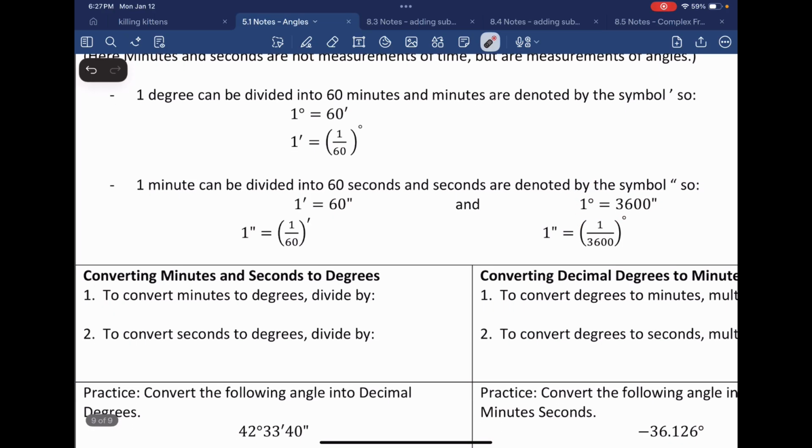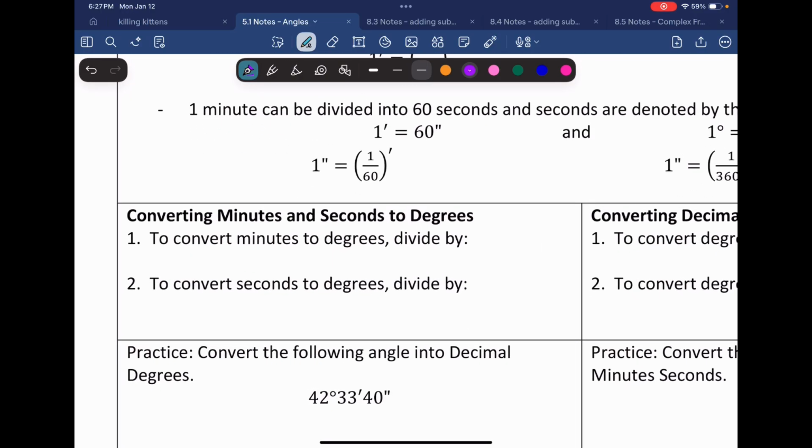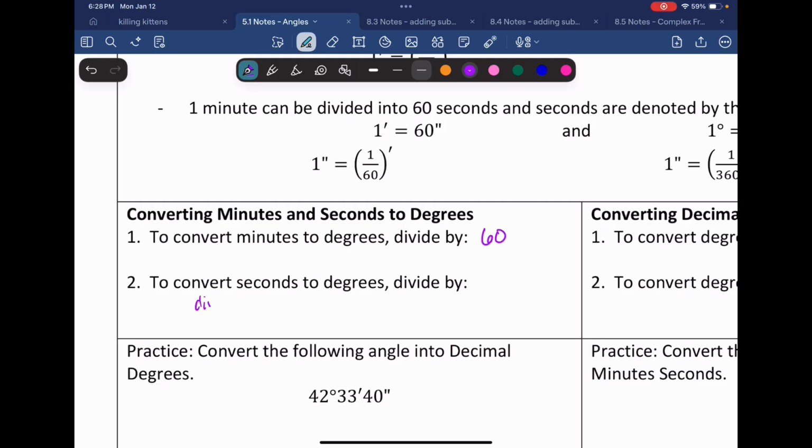So a lot of stuff there. Now converting minutes and seconds into decimal degrees. To convert minutes to degrees, you divide by 60. To convert seconds to degrees, divide by 60 and divide by 60 again, which effectively means you're dividing by 3,600 because 60 times 60.